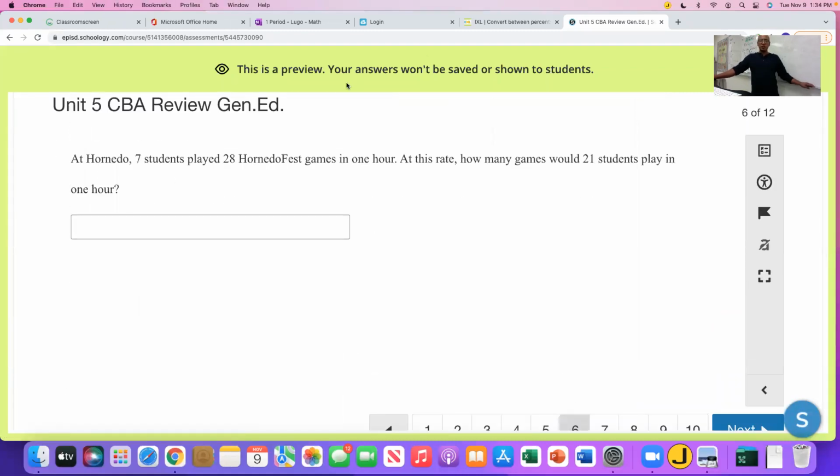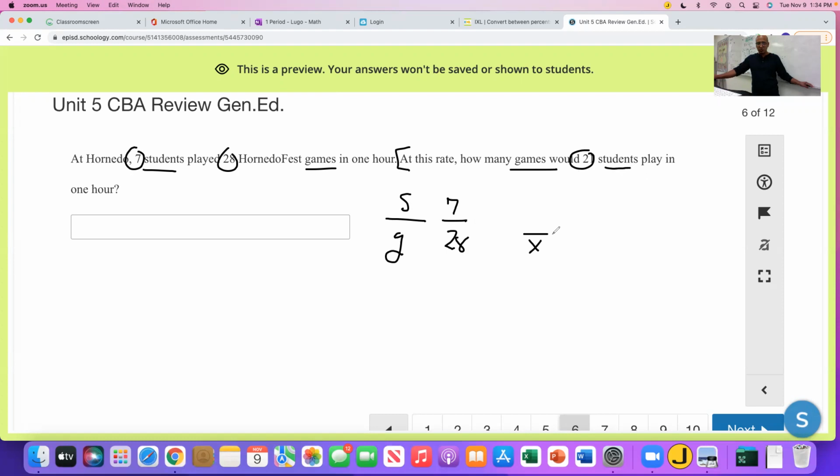All right, number 6. Again, what are the two things that we're comparing? I see that we have students and Tornado Fest games. So we have students and games. 7 students, 28 games. And the question is asking, at this same rate, how many games would 21 students play? We need to see how many games would 21 students play.